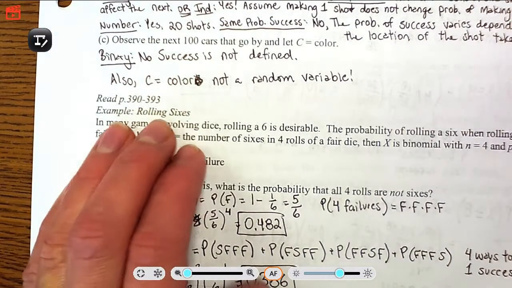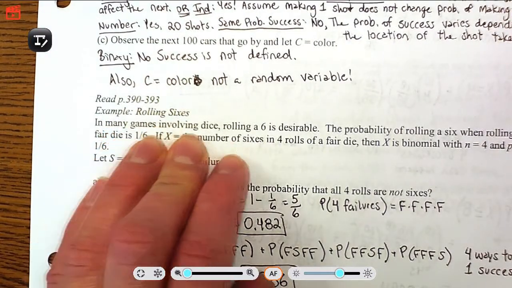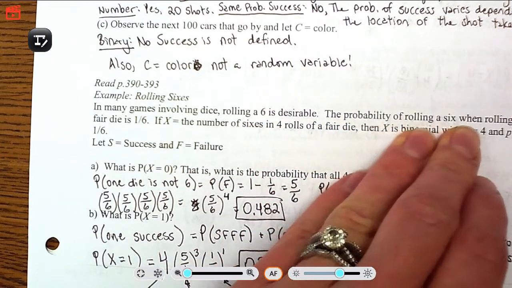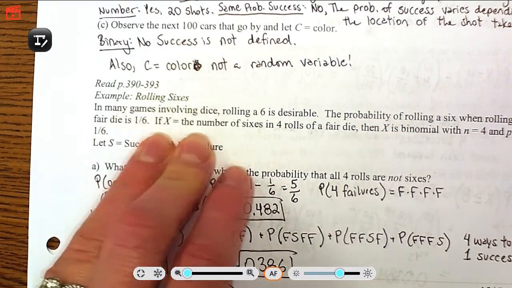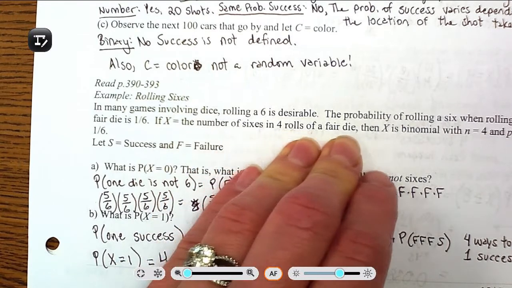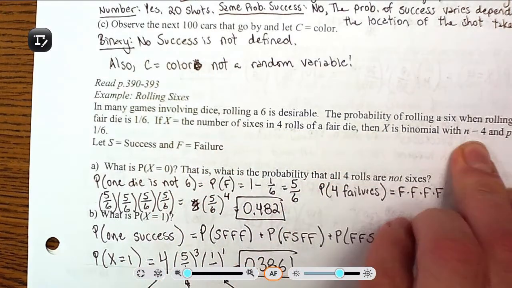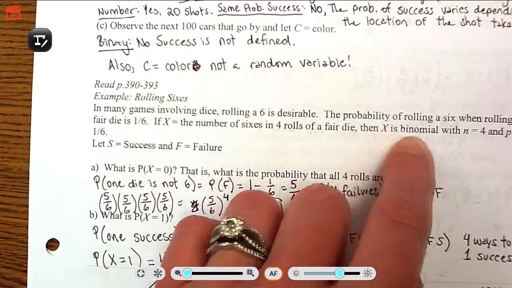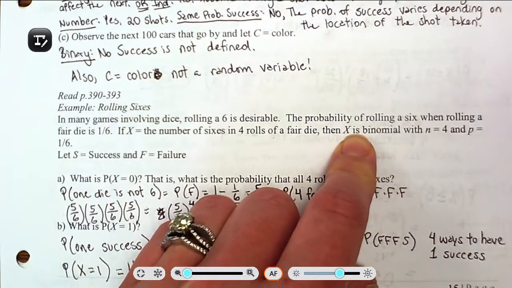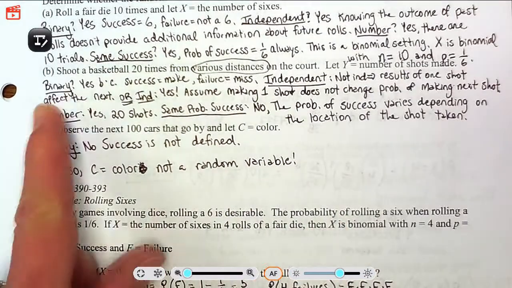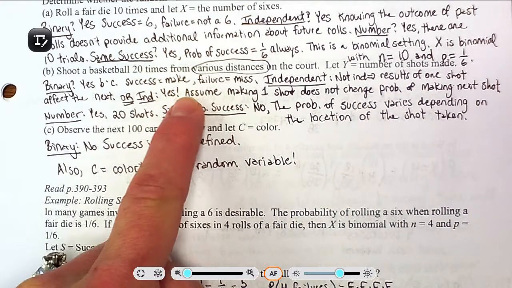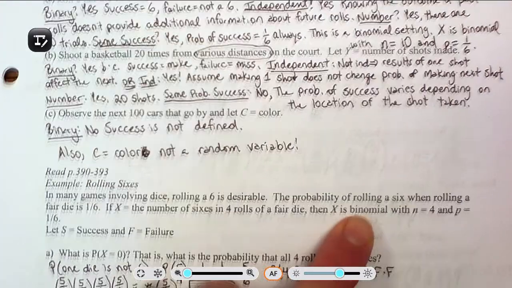Okay, rolling sixes. In many games involving dice, rolling a 6 is desirable. The probability of rolling a 6 when rolling a fair die is 1/6. If x equals the number of sixes in 4 rolls of a fair die, then x is binomial with n equals the number of trials, 4, and p equals 1/6. If they go ahead and say x is binomial, then you don't have to go through the test to see if it's binomial, B-I-N-S, okay? They already said it is for you.